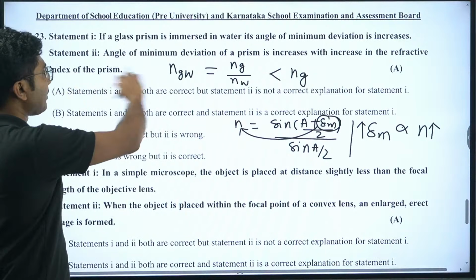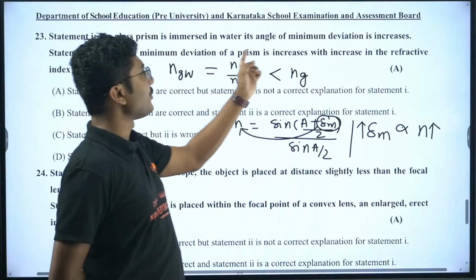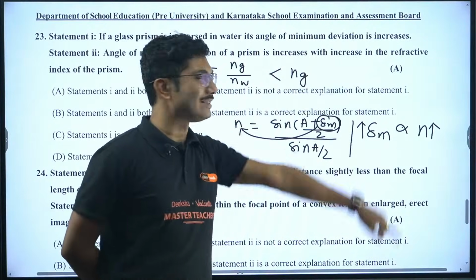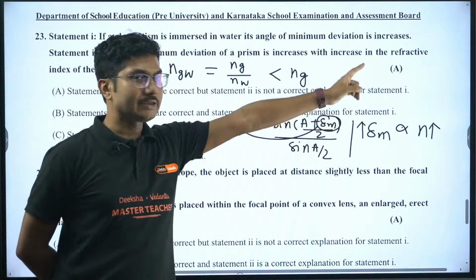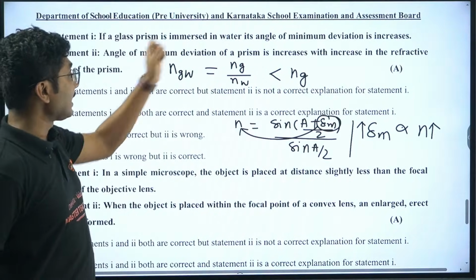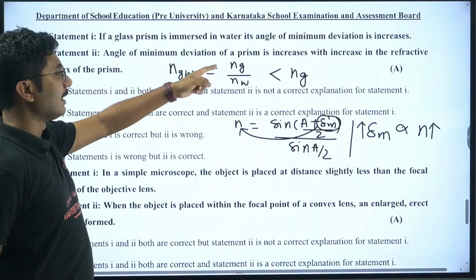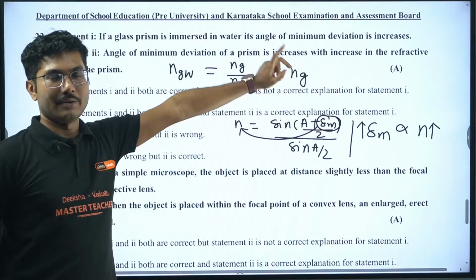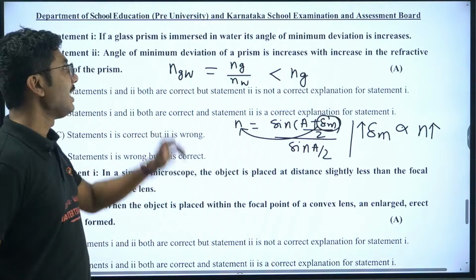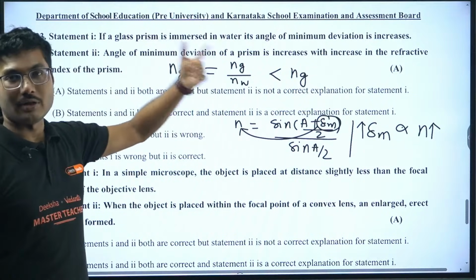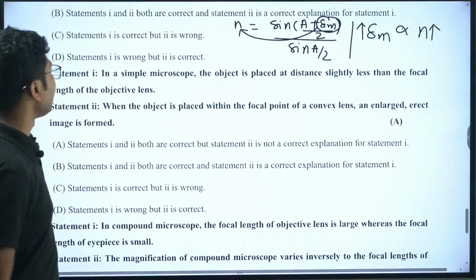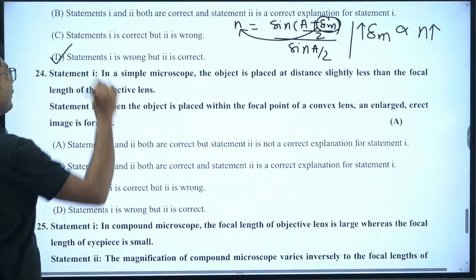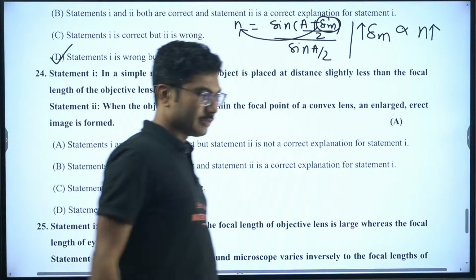So the second statement is correct: angle of minimum deviation of a prism increases with increase in refractive index. But in case number 1, refractive index is decreasing. Because refractive index is decreasing, the angle of deviation will also decrease. So statement 2 is correct, statement 1 is wrong. So option D is correct, not option B.